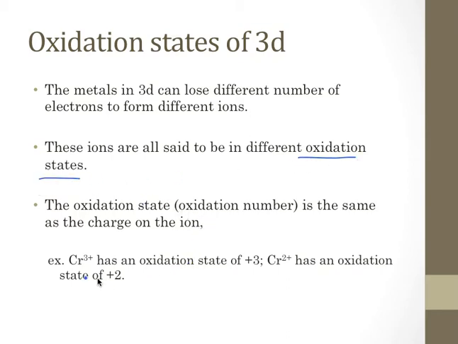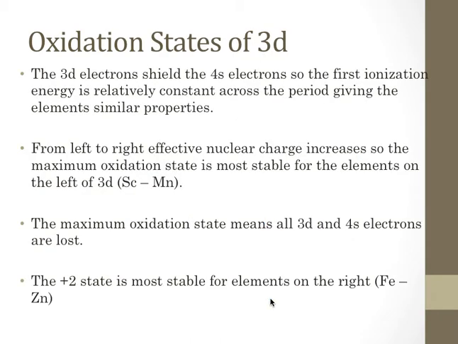Chromium plus 3 has an oxidation state of plus 3. Chromium plus 2, oxidation state plus 2. I have tried to use those terms. Oxidation states of the 3D block. Okay, those 3D electrons shield the 4s electrons, so the first ionization energy is relatively constant across the period.